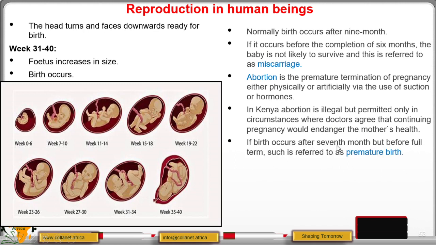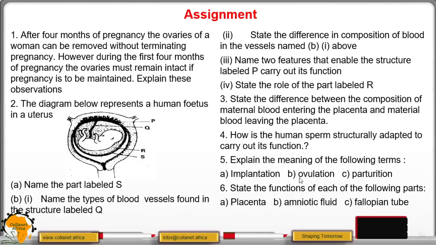If birth occurs after a 7-month period, but before full term, then such a case is called premature birth. In hospitals, premature babies are cared for in incubators. The mother is just around to breastfeed, but most of the time the baby stays in the incubator until it is able to breathe on its own.